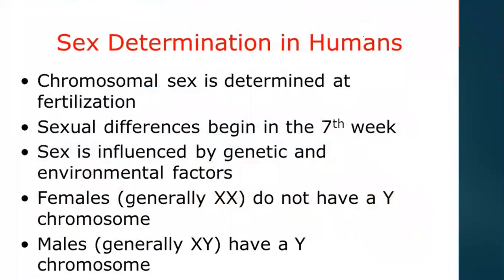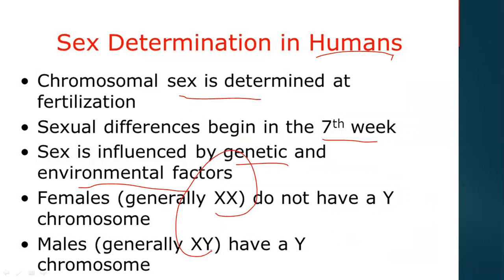Now we'll talk about sex determination in humans. In humans, chromosomal sex is determined at fertilization, and sex differences appear by the 7th week of gestation. It is influenced by genetic as well as some environmental factors.